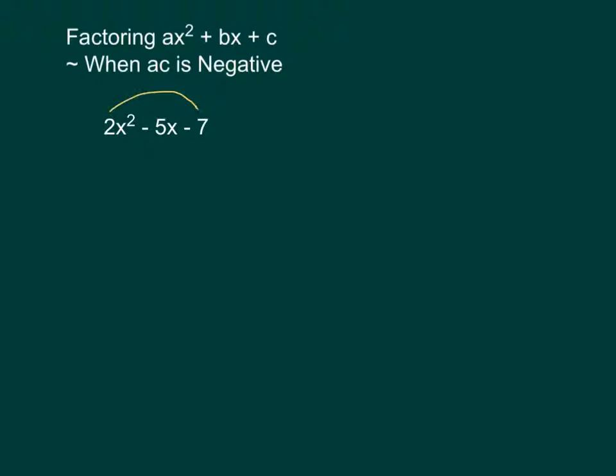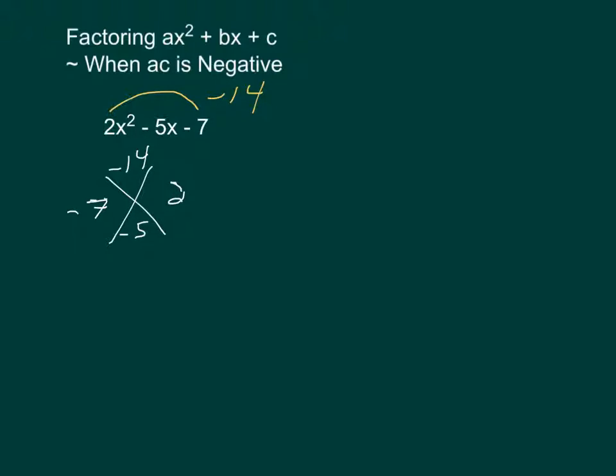Going to multiply 2 times negative 7 and get negative 14. Make my little X puzzle. Negative 14 up top, negative 5 down below. What numbers multiply to negative 14, add up to negative 5? 7 and 2 are going to give me negative 14 if I make one of them negative, and I guess the 7 would have to be negative to make them add up to negative 5.